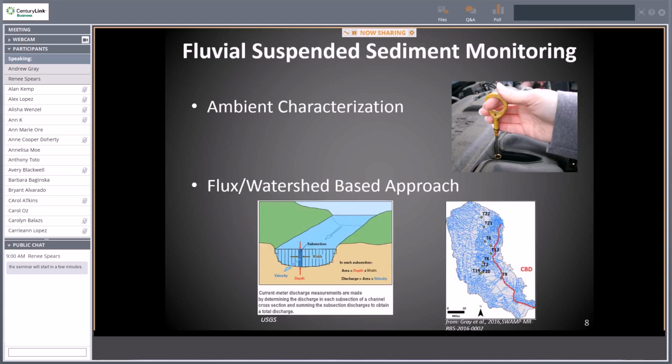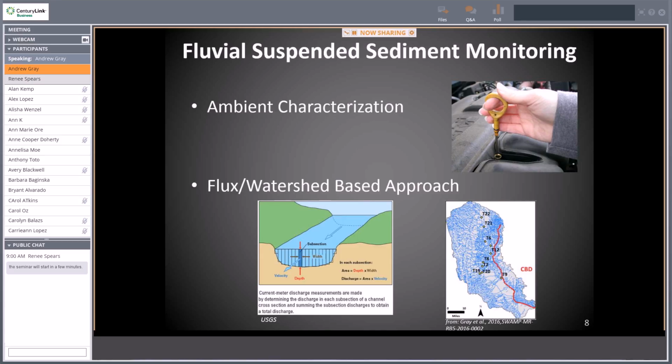So if we think about how fluvial suspended sediment, so river sediment in suspension, has been monitored over the years. There's two main approaches, ambient characterization and what I would call a flux-based approach or a watershed-based approach if that's applied in a distributed fashion.